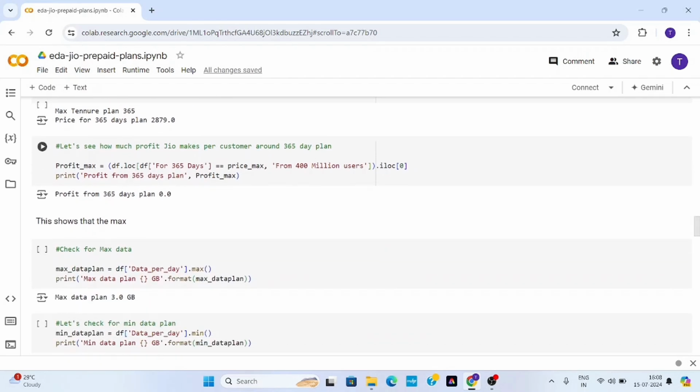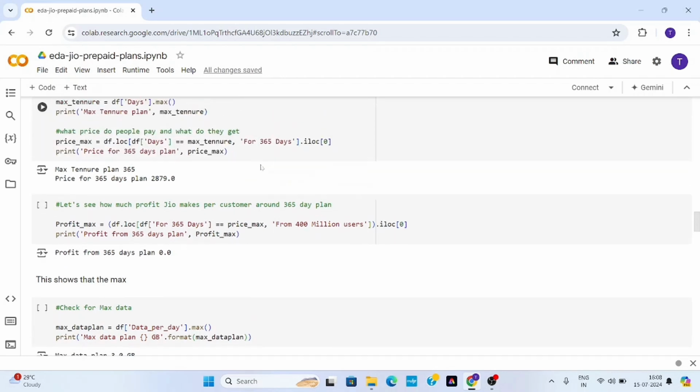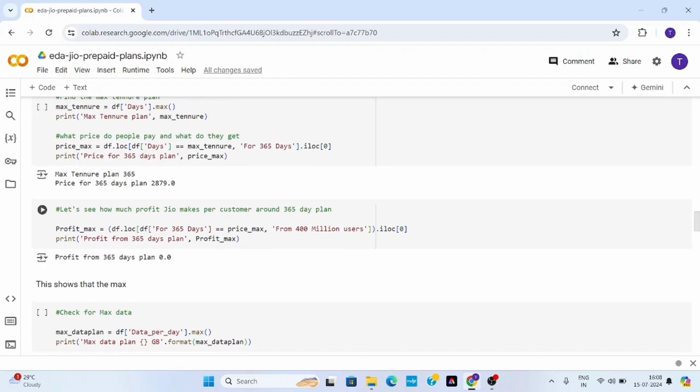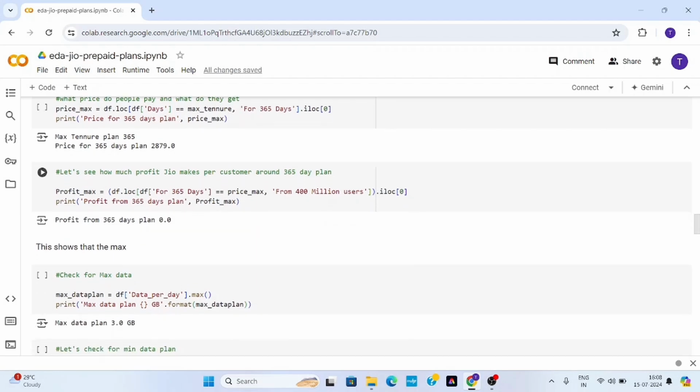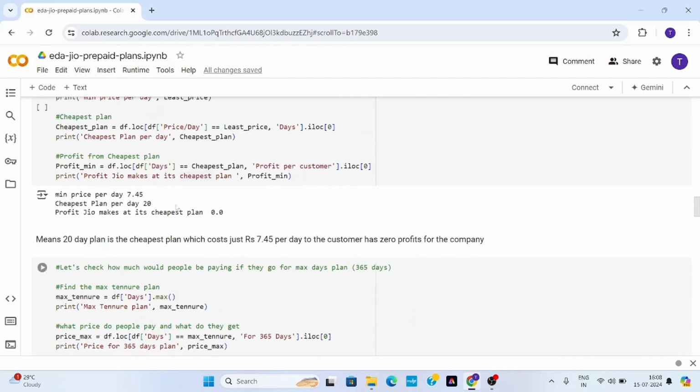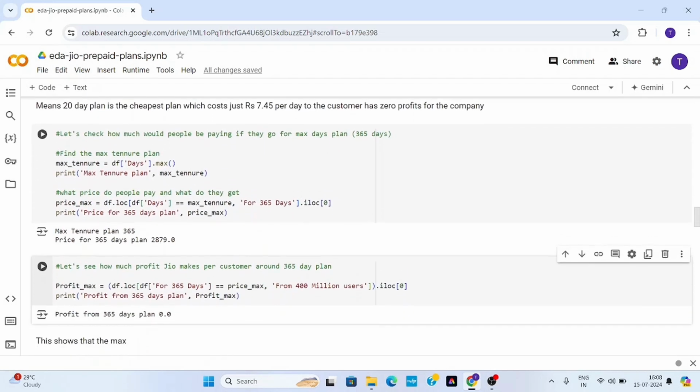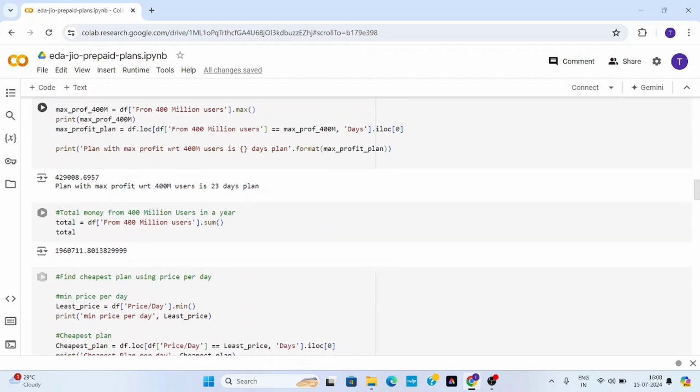Next, for the 365-day plan, how much profit is the Jio company getting? You can search for 365 days, where the max price is 2,879. I'm going to calculate how much profit the Jio company is getting. But here also the Jio company is not getting any profit. It is around 0 rupees for 365 days, and for the 20-day plan the Jio company is not getting any profit. And 24 days, right?